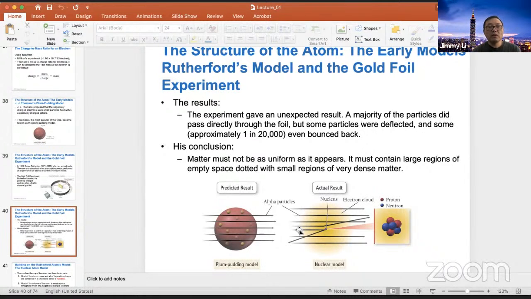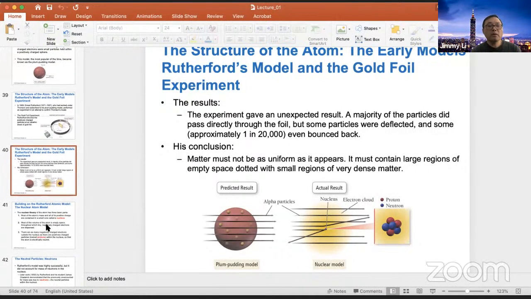Okay, some got deflected, but the majority went through. He used the alpha beam, which is a positive charge, so the positive charge has gone through really well. So what does that mean? He concluded that matter must not be uniform; it must contain a large region of empty space. That's why they can go through without a problem, right?